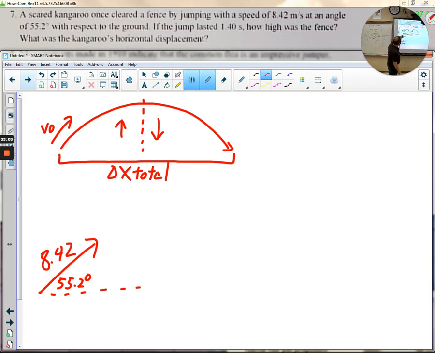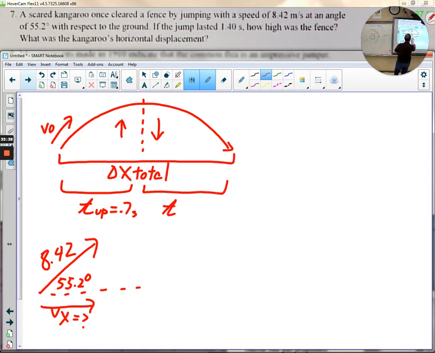Which we're going to be able to get once we find the x component of his starting velocity, his v of x. Because if the total jump lasted 1.4 seconds, how long did the first half of the jump last? 0.7 seconds. So for just this first part, the time going up equals 0.7 seconds. We also know that the time going down is 0.7 seconds. I have a question.